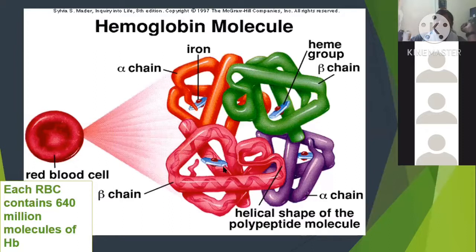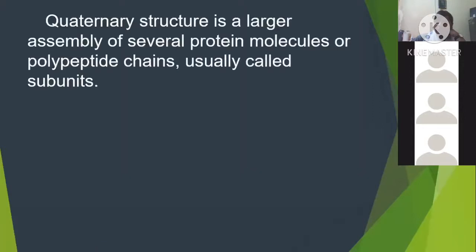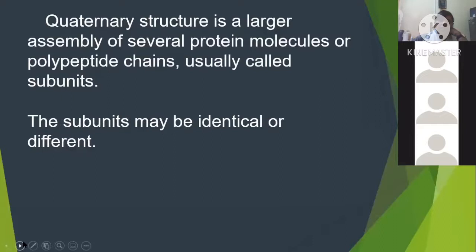So now you can understand, each hemoglobin molecule has four polypeptide chains, four heme groups and four iron atoms. Thus a single hemoglobin molecule is capable of binding four oxygen molecules. So two alpha chains and two beta chains, totally four polypeptide chains, are present in a single hemoglobin. Fine. So quaternary structure, now you can understand, is a larger assembly of several proteins.